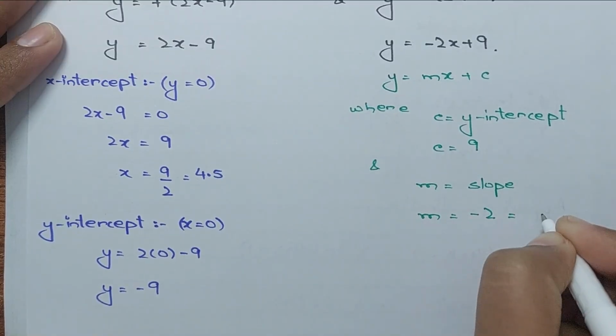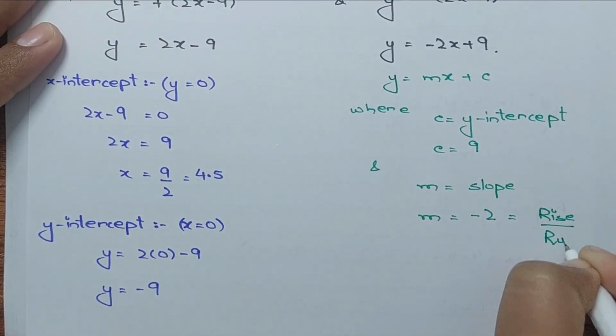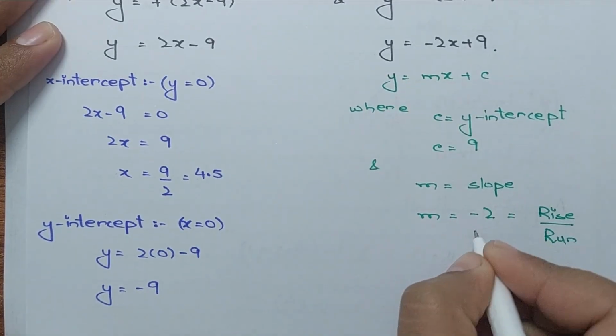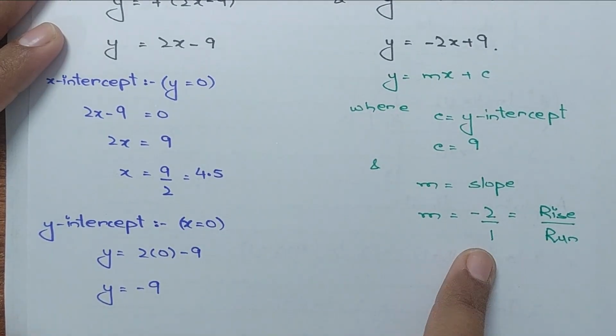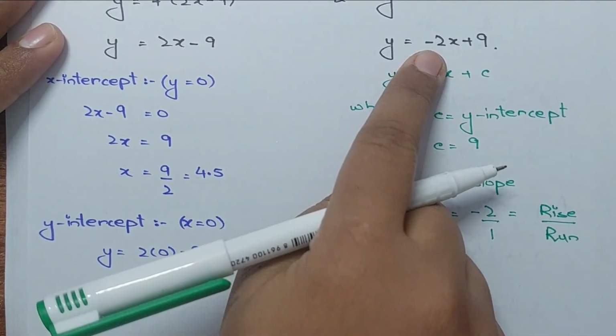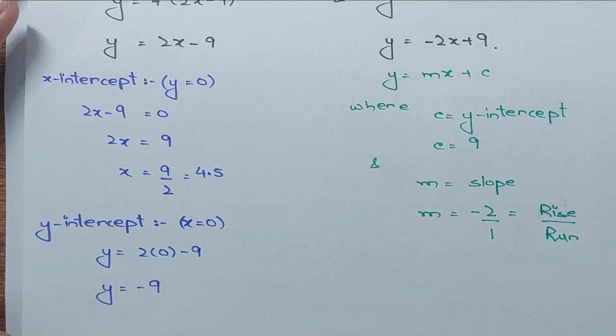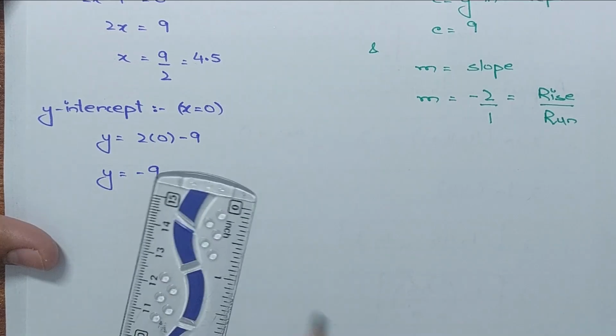And the slope formula is rise over run. So we can say this is minus 2 over 1. We can write minus 2 as minus 2 by 1. The c value is 9 and the m value is minus 2. c is your y-intercept. Now the y-intercept is 9 and the slope is minus 2 by 1. Let me sketch these two on the same axis.